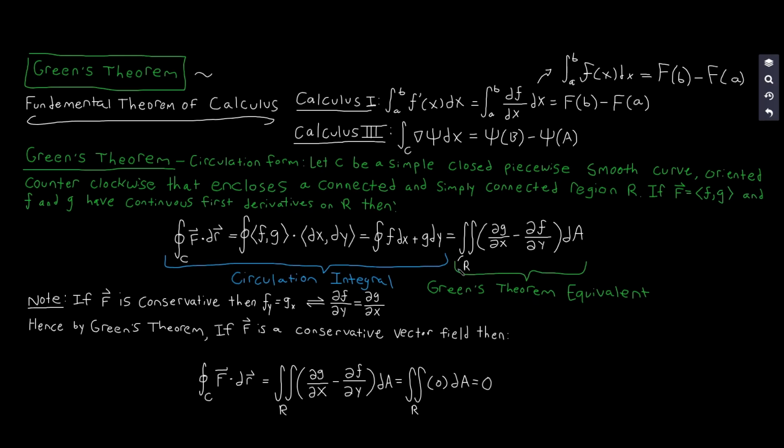That is the double integral over region R of the partial derivative of G with respect to x minus the partial derivative of F with respect to y. And the note here is that if vector F is conservative, then F sub y, which is a different notation for the partial derivative of F with respect to y, equals the partial derivative of G with respect to x.